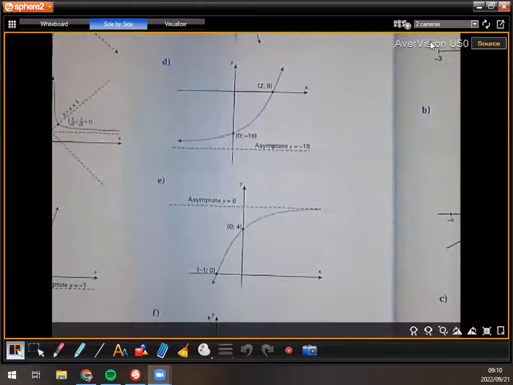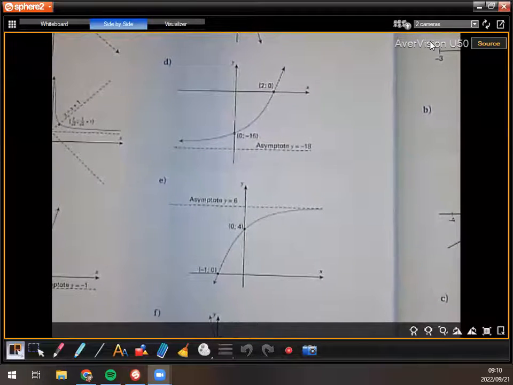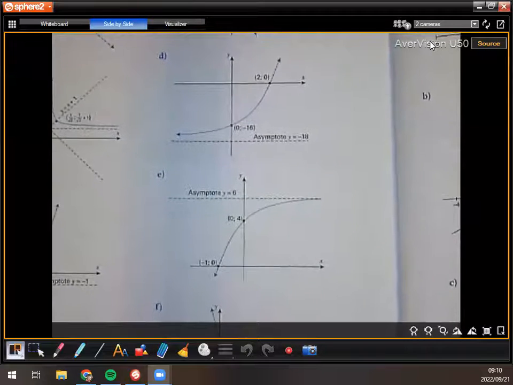Guys, if you're confused, just see if you can solve for x in that equation. Make y equal to 0. If it's an equation that has an answer, then it has an x-intercept. If not, then it doesn't. So that's kind of like the back of that.